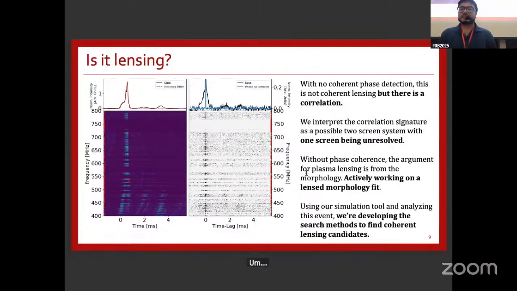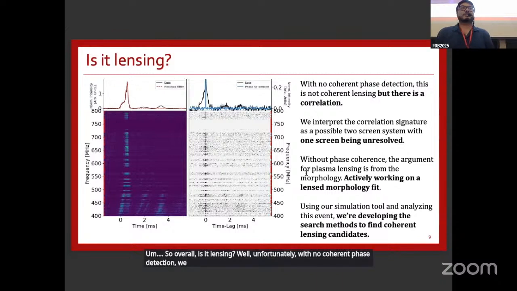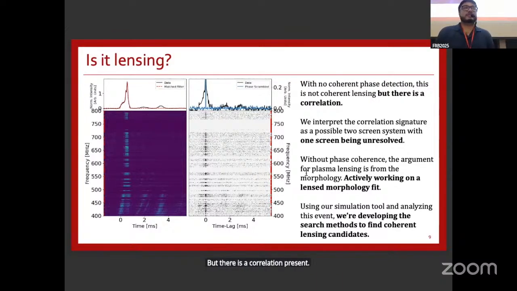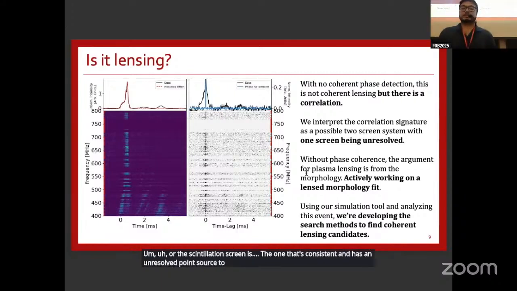So overall, is it lensing? Well, unfortunately, with no coherent phase detection, we cannot claim this is coherent lensing, but there is a correlation present. And what we interpret this correlation signature to be is that in a possible 2-screen lensing system, one of the screens is unresolved and is creating the scintillation, or the scintillation screen is the one that's consistent and has an unresolved point source to the other screen.